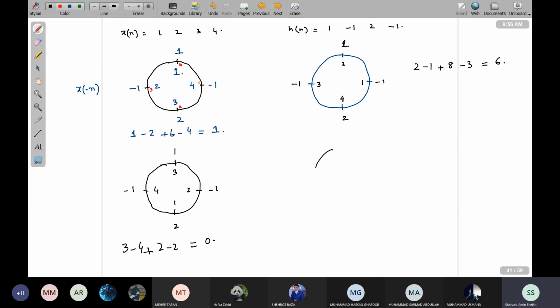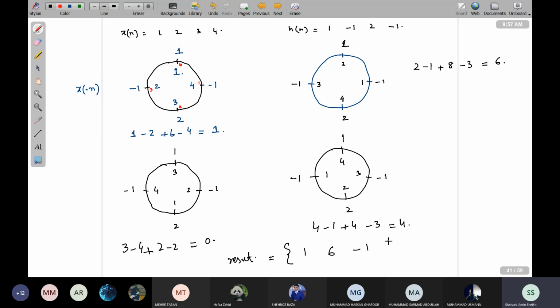And finally जब आप करेंगे इसको, so that's associated with x of 2 minus n के साथ associated है, और फिर इसी तरह 1 minus 1 2 minus 1 and that is 1 4 3 2, and the multiplication will result in 4 minus 1 plus 4 minus 3 is equal to 4. So the result of this convolution is, this is circular convolution, and the result is 1 6 minus 1 4.